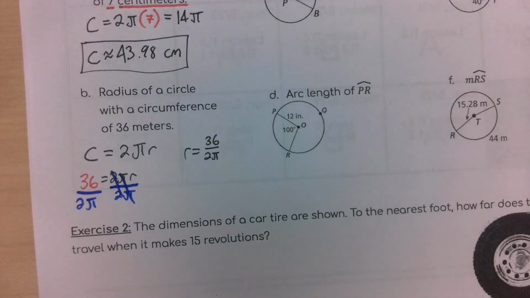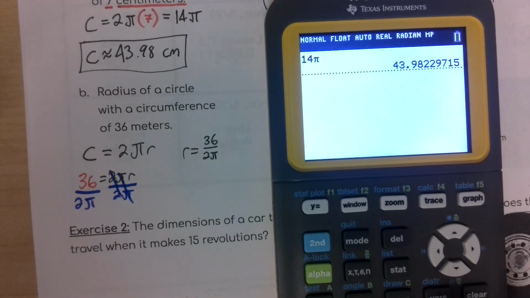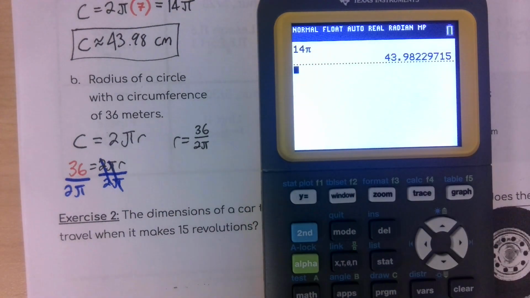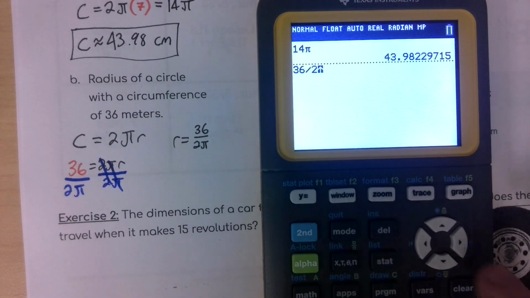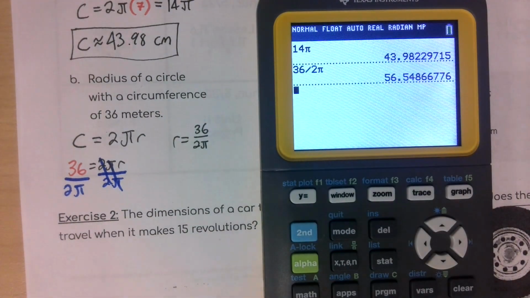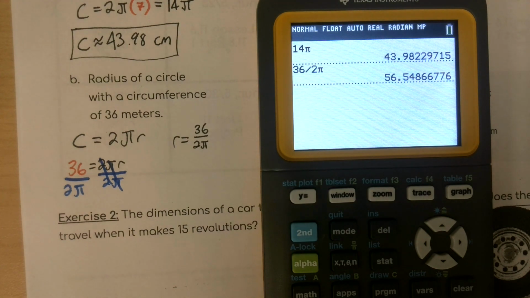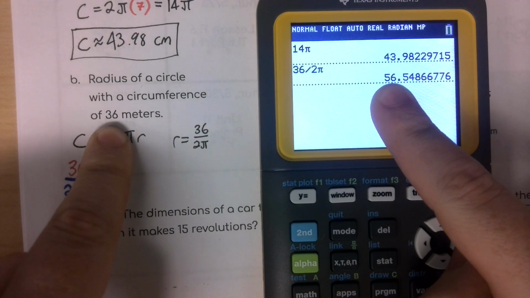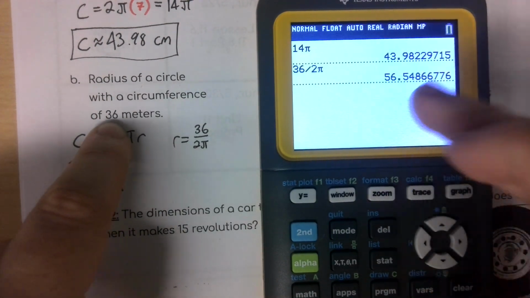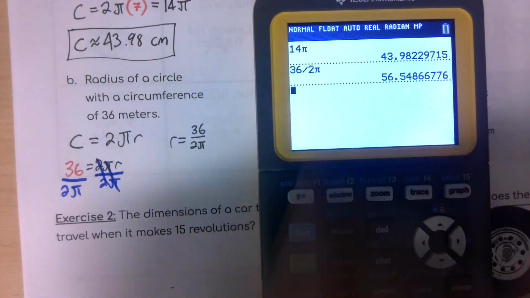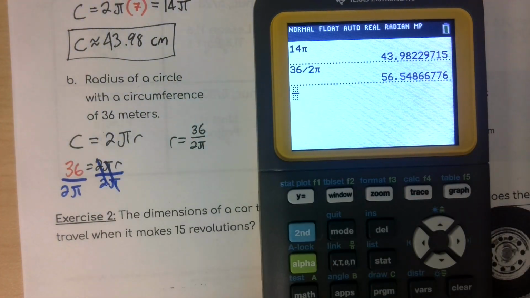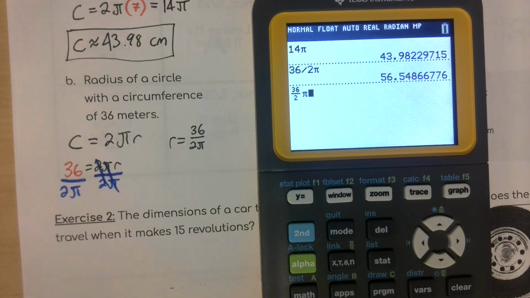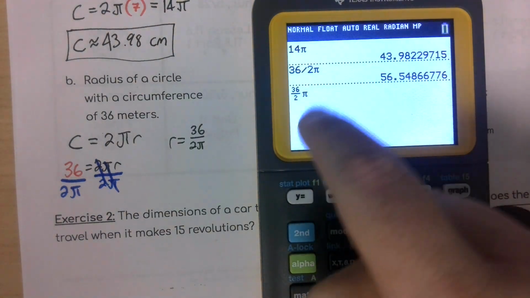We can technically simplify this a little bit, but I just want to show you how to plug it into the calculator. Be careful, because this is a common error that I see. I'll see people plug it in like this, and then scratch their heads. Because how is it possible for the radius to be 56 if our entire circumference is only 36? That answer is incorrect because we typed it into the calculator wrong. What the calculator saw was 36 divided by 2 with a pi at the end. Do you see how these two could be interpreted as the same thing?